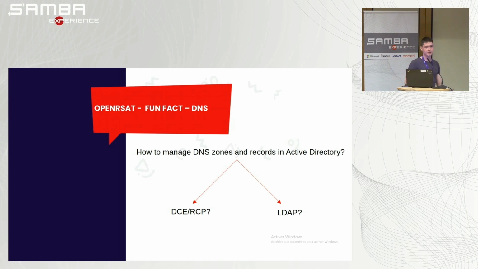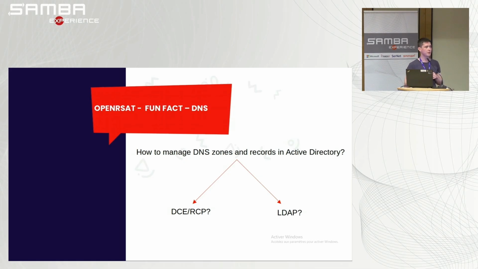For the DNS part of the OpenRSAT tool, I used at the beginning the LDAP client we developed, because I was able to get LDAP objects and LDAP entries by just using an LDAP connection. But then when I looked at the DNS console from Microsoft, I found on the network that the tool used DCE RPC, and I didn't know anything about this protocol. And I didn't know how to use it with Free Pascal because there was no implementation of DCE RPC.